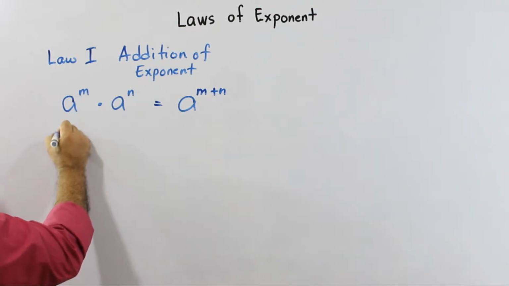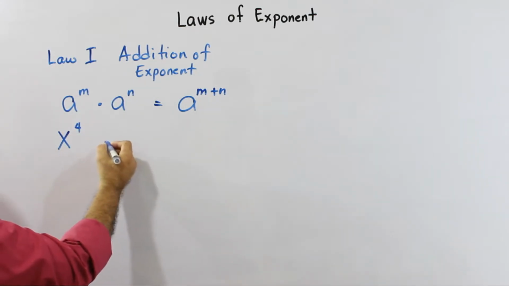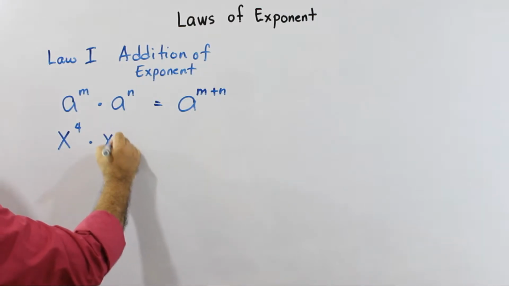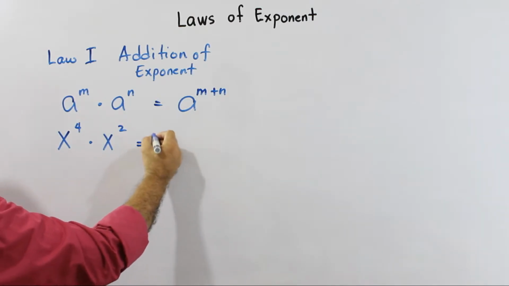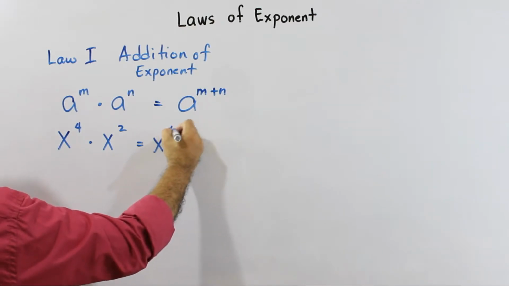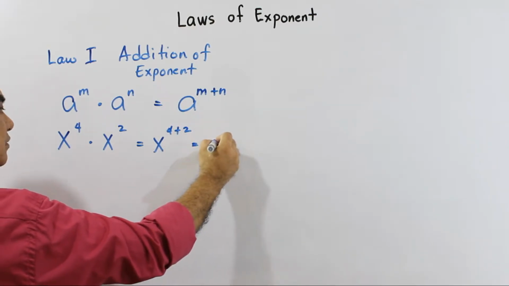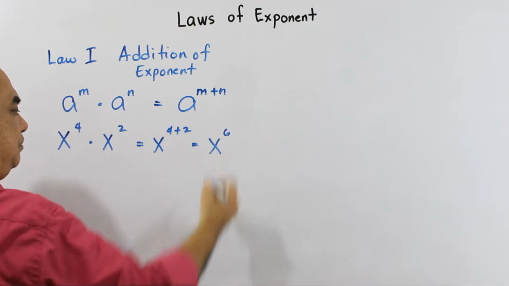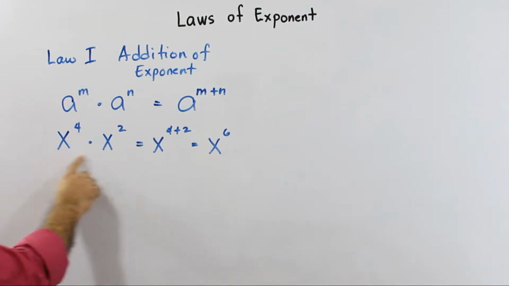Say we have x to the fourth multiplied by x squared. This will simply give us x to the 4 plus 2, which is equal to x to the exponent of 6. So this is for variables.